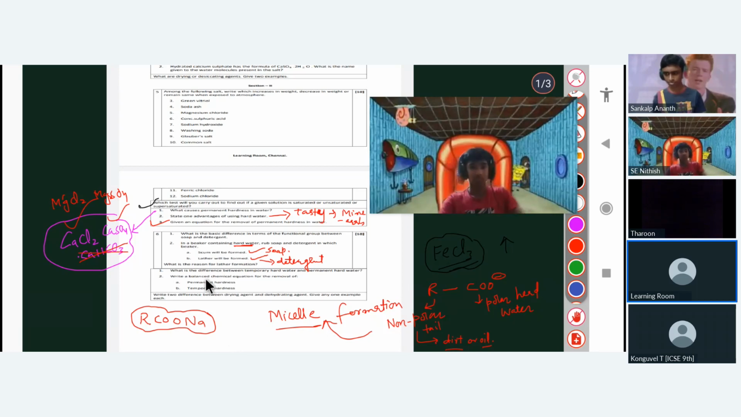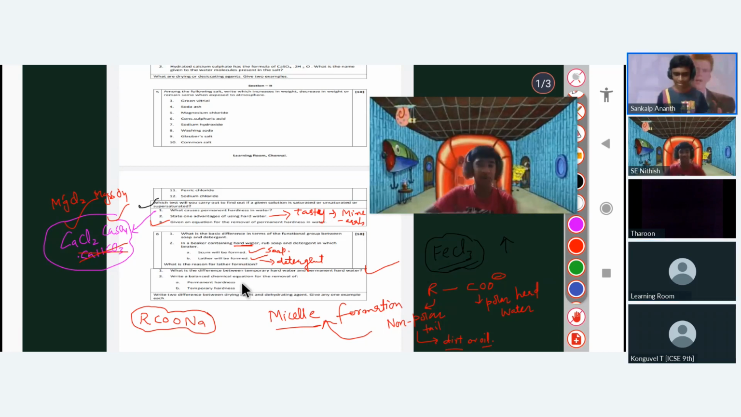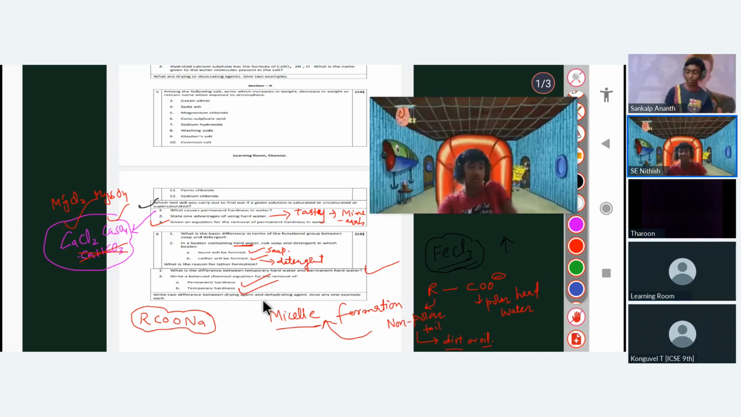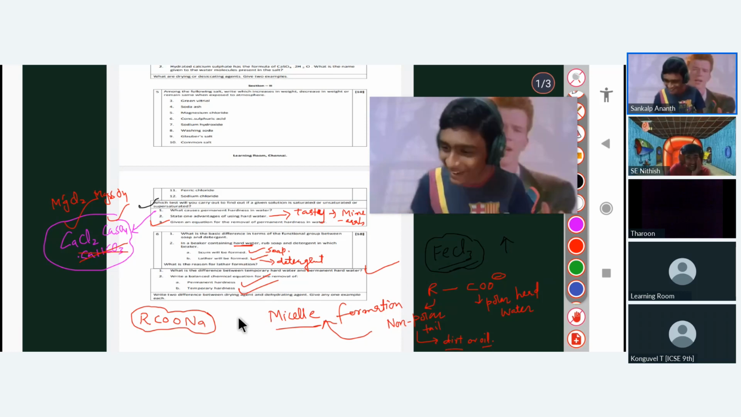Now tell me, what is the difference between temporary hard water and permanent hard water? Temporary hard water is caused due to bicarbonates of calcium and magnesium. Permanent hard water is caused because of salts of calcium and magnesium. Temporary hard water just needs boiling to be removed. Permanent hard water needs washing soda and other chemicals.